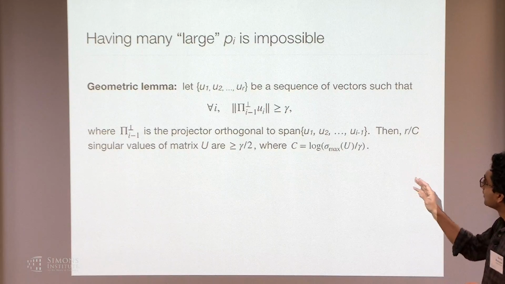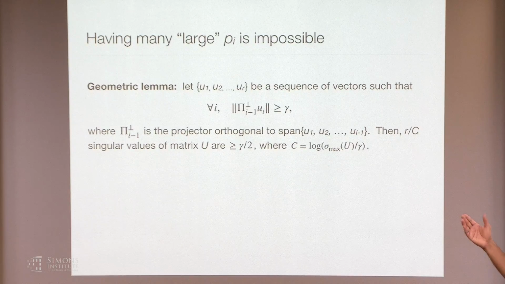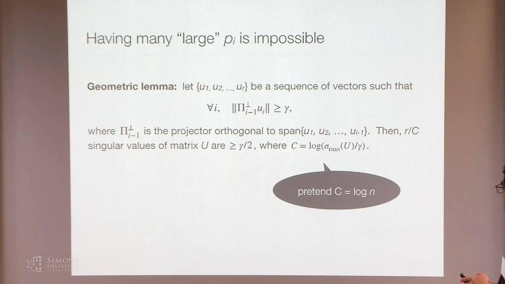This is an ordered version of what is called the leave one out distance. For those of you who know, there you don't look at the component orthogonal to the previous ones, you look at the component orthogonal to everybody else. And there you can actually get that r by 2 singular values are large. You don't lose this log n. But here it turns out you have to lose this log n. All right, so this is the lemma. And for now let's pretend that this number is log n.